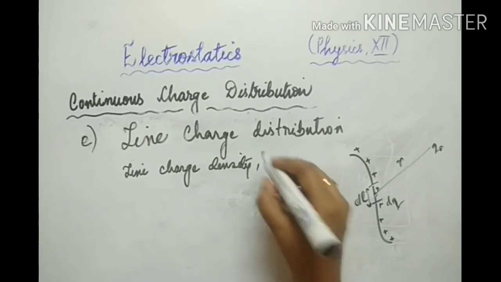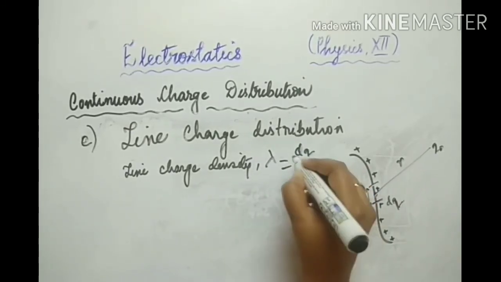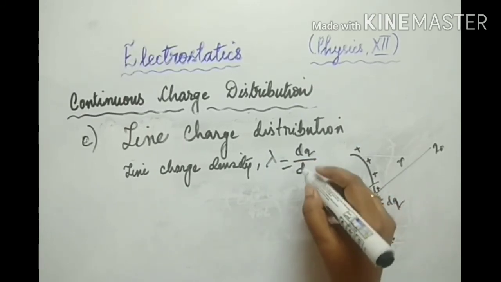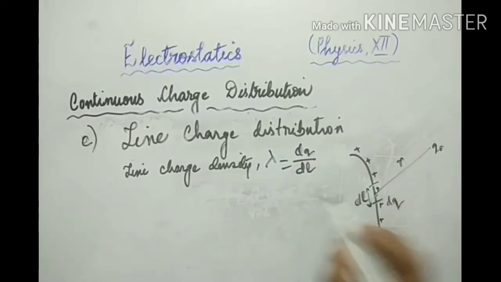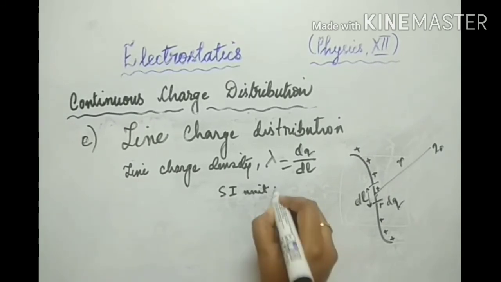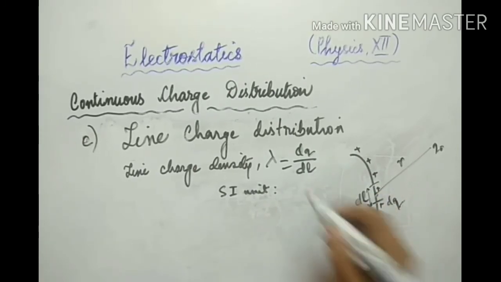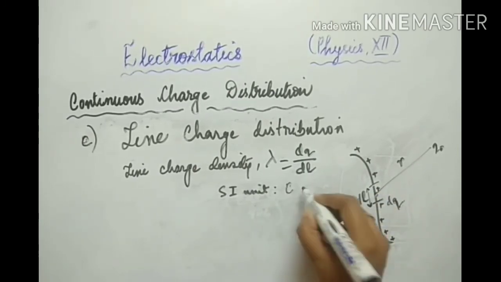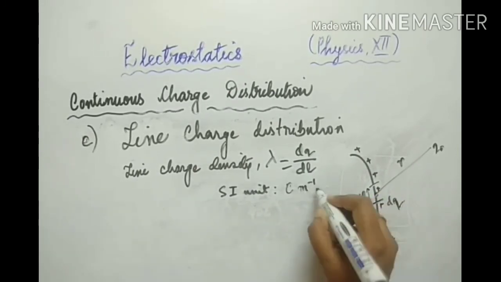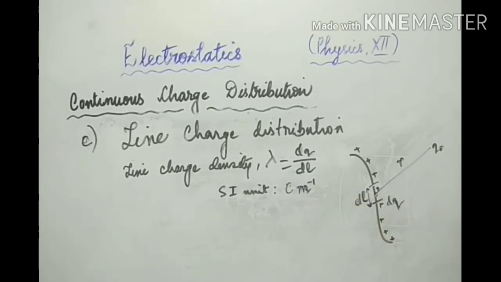So line charge density is given by lambda, which equals charge by dl, and what will be its SI unit? SI unit will be coulomb per meter. We can easily understand why it is coulomb per meter, because it is charge by length. So this is how we can represent line charge density.